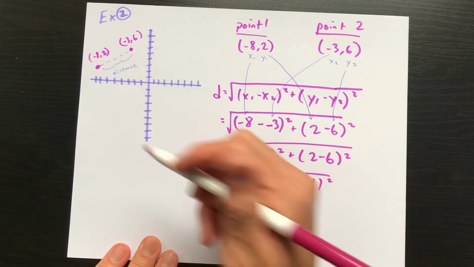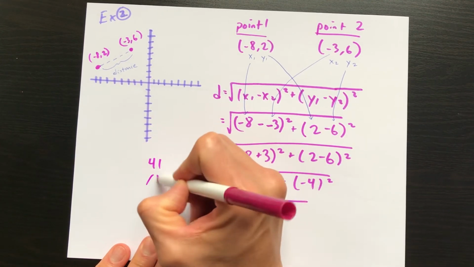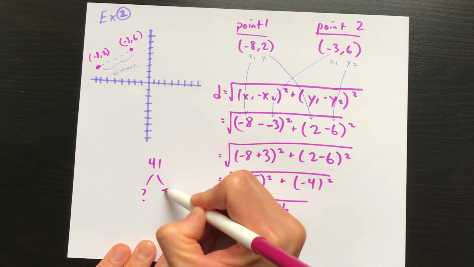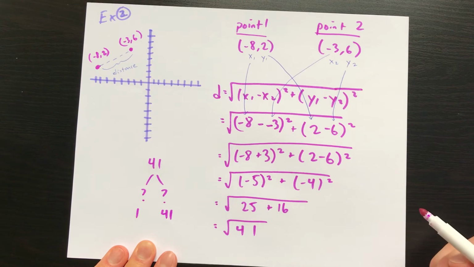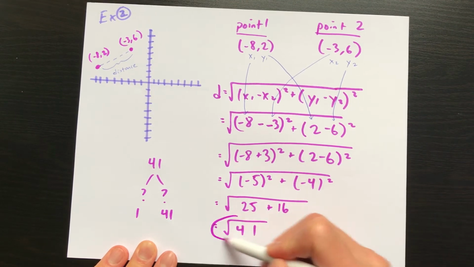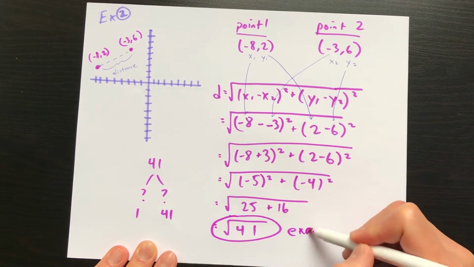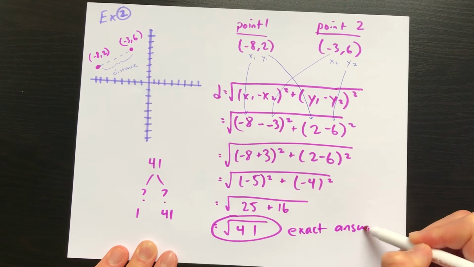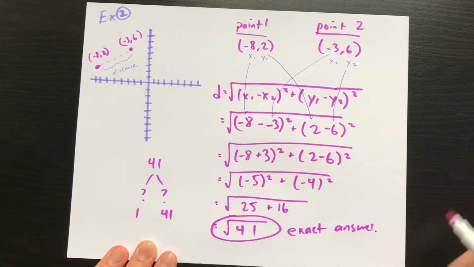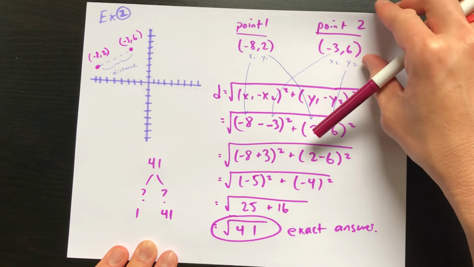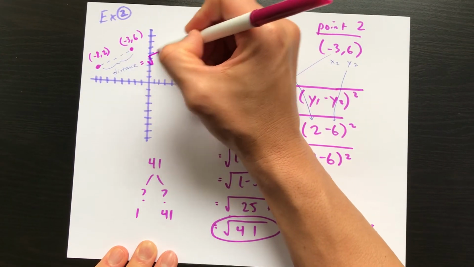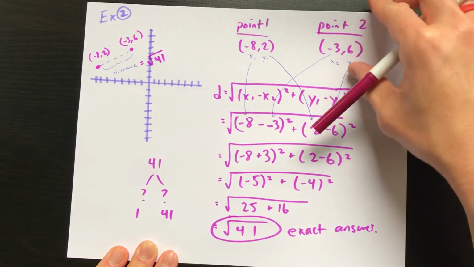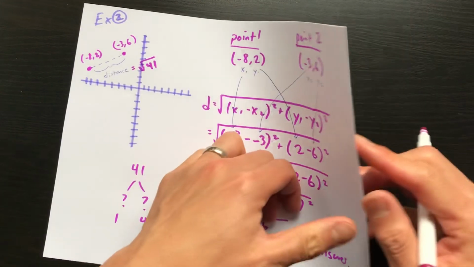Okay, if you could, do you guys remember when we did the tree? Right? What two numbers are going to give you 41? Really, it's just 1 and 41. So it's not going to break down anymore. So we're going to leave it like this, and this is what we call an exact answer. Okay? I'll show you another example where it's not an exact answer. All right, so the distance right here equals the square root of 41. Okay, let's do one more example.